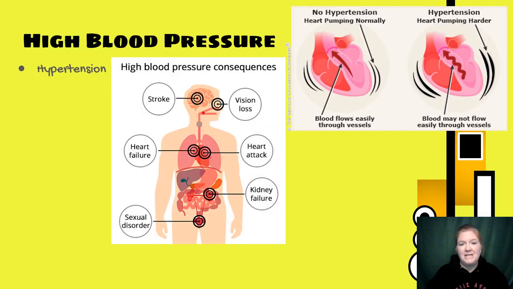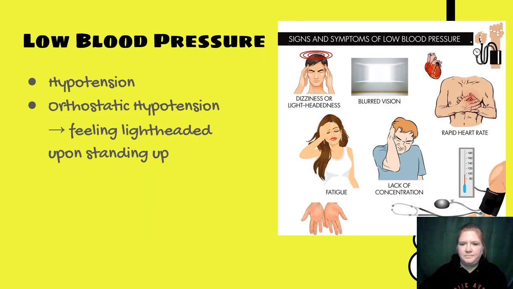High blood pressure is hypertension, hyper, high. Okay, the heart has to pump harder, okay, to push things through the blood vessels. And these are some consequences or side effects of high blood pressure. And we have low blood pressure, which is hypotension. There's a type of hypotension called orthostatic hypotension.